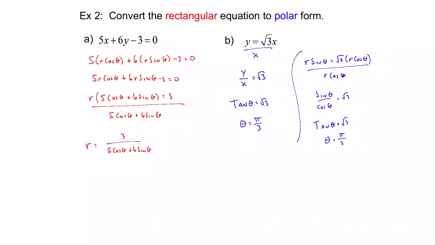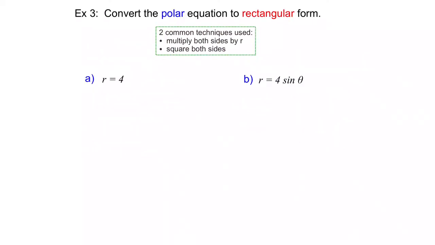And remember, when you're done, you're trying to be in polar form, so you should only have r and theta as variables. You shouldn't have any x's and y's left over. Alright, now let's go ahead and look going from polar to rectangular form.